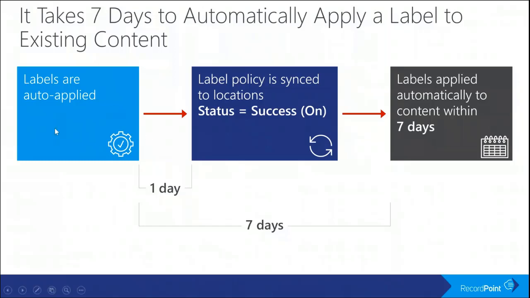So let's say you create a new label and you want it to be automatically applied. Within 1 day, the label will be synced to all the locations, and people could use it for manually labeling things if you would like. But then it will take up to 7 days before all of the content is correctly labeled. Depending on when your timer job runs, it could be 1 day, but it could be up to 7. This is really important to know because if you're running a pilot where you're creating a bunch of test cases, you have to set up your tests and then wait 7 days to see if they worked correctly. So be sure to put that 7-day duration for your tests into your project plan.